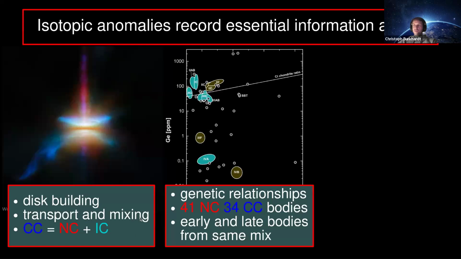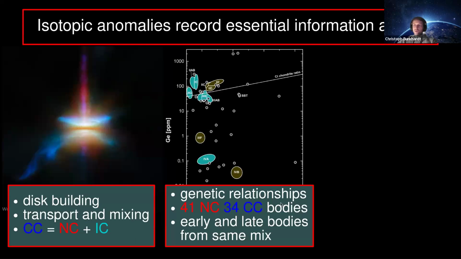And we used these isotopic anomalies to infer genetic relationships of ungrouped iron meteorites. And we have now a total of over 40 different NC bodies and 34 CC bodies. And that number is growing as people do more measurements on more samples.